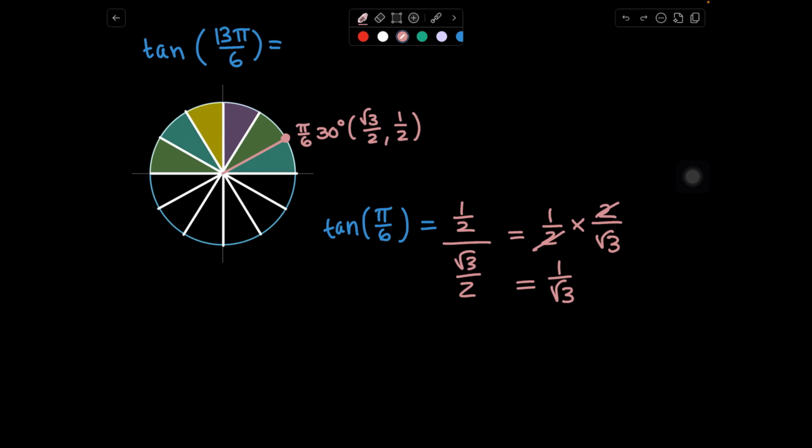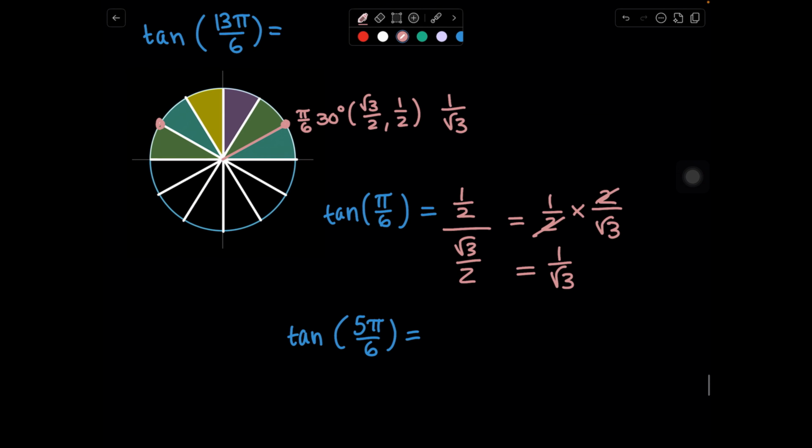Now, this question here gave us the exact same tan value as our base angle. But what if they gave us something like this? What if they gave us tan of, let's say, 5 pi on 6? Well, what do you do then? Well, we know our tan value on our base angle is 1 on root 3, because we just worked it out here. So all we need to do is find the position of this. So it says 5 slices, so we count 5. 1, 2, 3, 4, 5, and that's where it lands us. And it lands us here.